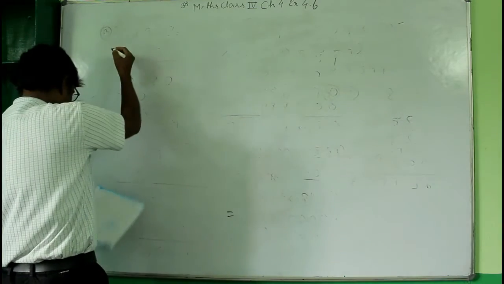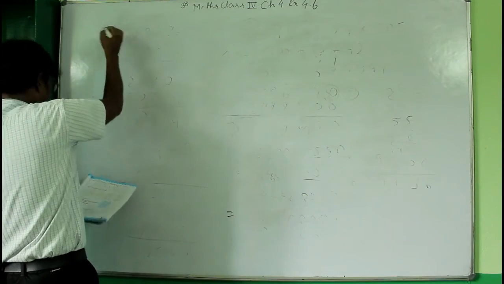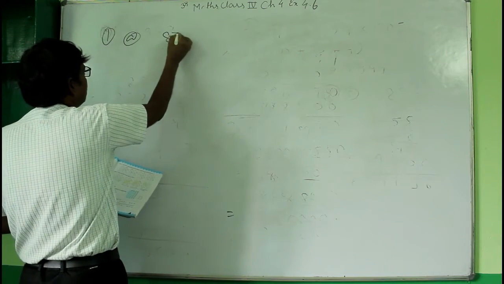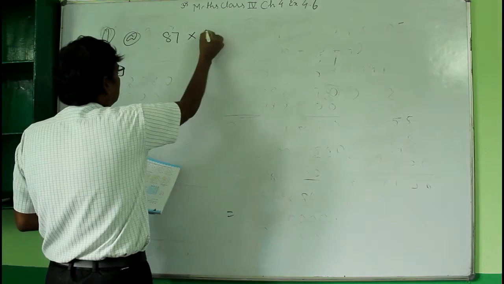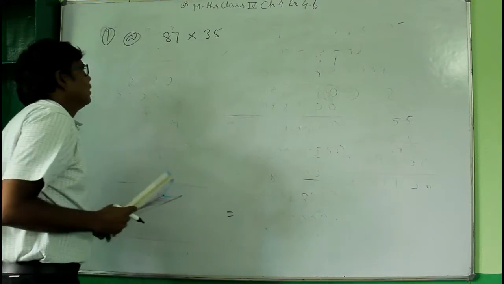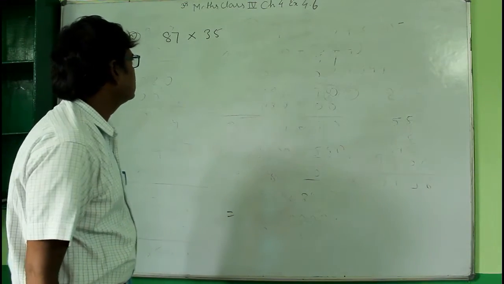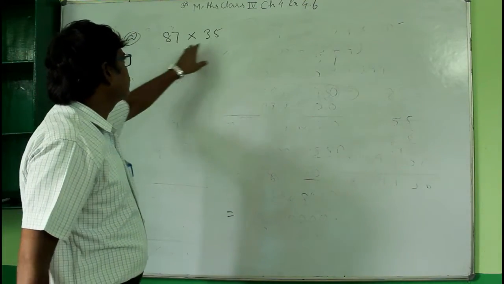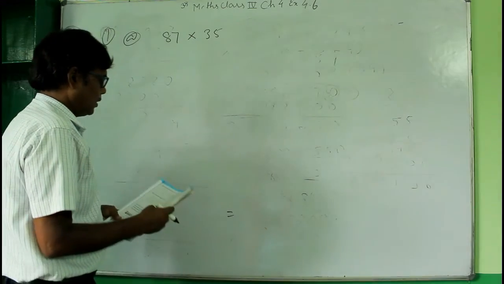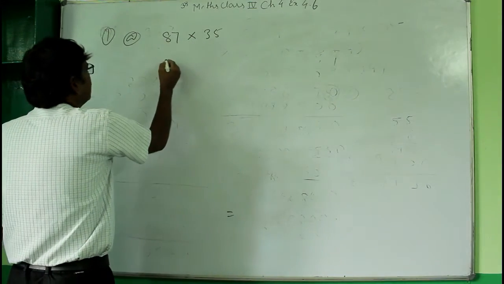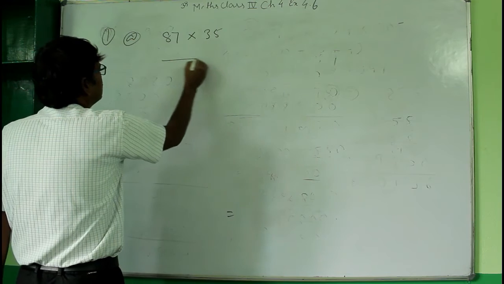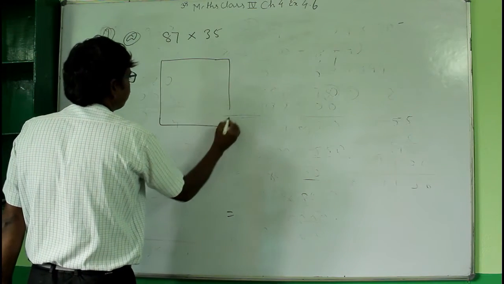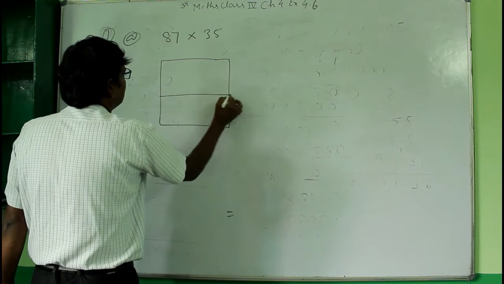Okay, so lattice multiplication, first question here, question number A. We have to multiply 87 into 35. Okay, now how will we use the lattice multiplication? Because this is a two-digit number and this is also a two-digit number, so you will make a table. Okay, that is a 2 by 2 table, that is 2 rows and 2 columns.